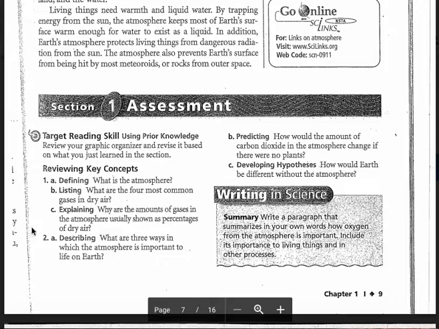You could always look through these Section 1 assessments, even though you've probably been given something like this as homework in the past. You don't actually have to write it down, but if you can go through and you're able to answer most of these questions, then you know you've understood the reading.